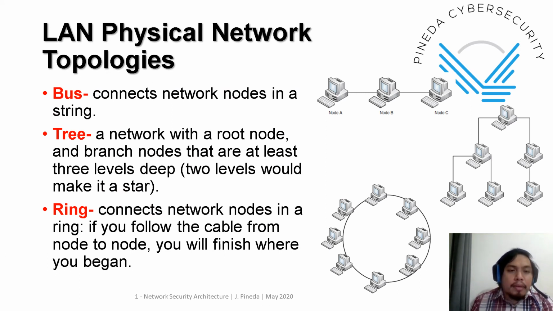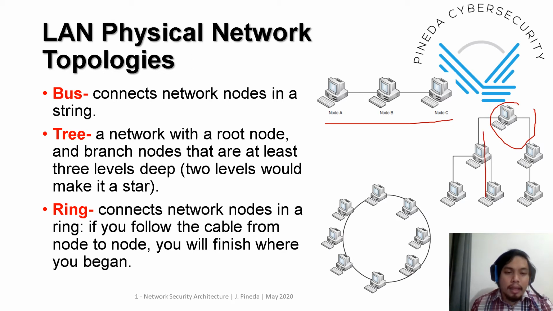LAN physical network topologies: we have bus, tree and ring. So for bus, it connects network nodes in a string. So this is an example of a bus. And we also have a tree, a network with a root node, and the branch nodes are at least 3 levels deep.